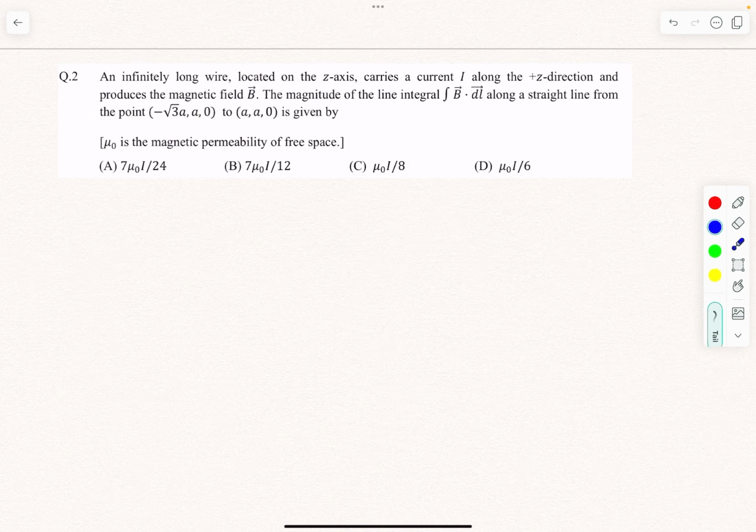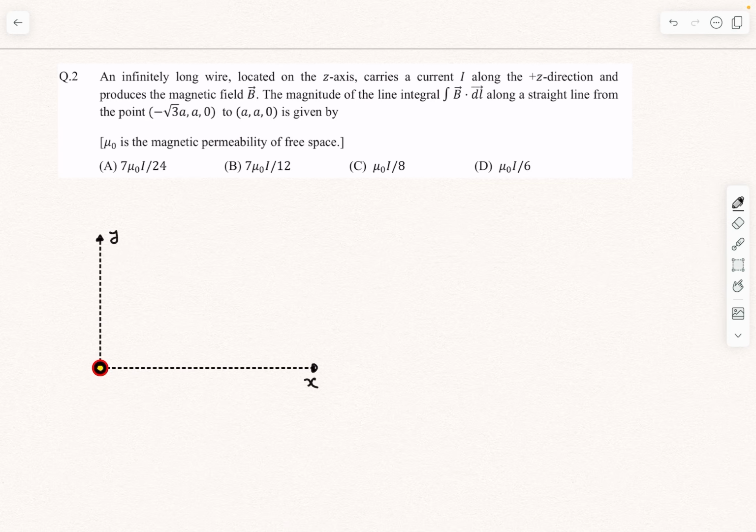Okay, so this is problem 2 and this is based on Ampere's law. So we have an infinitely long wire that is located on the z axis and it carries a current of I along the plus z direction. Okay, so let's try to plot it first. So the current is in the plus z direction, or it is coming out of the page.